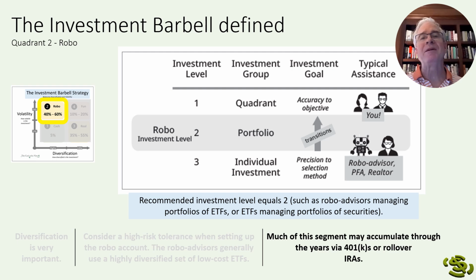Much of this segment may be accumulated through the years via 401ks or rollover IRAs. When you leave a company, it's a good idea to roll the 401k out of the employer's plan to a robo. The robos are less expensive and allow you to convert to a Roth. For the robo quadrant, investment level 2 is recommended, since the robos are managed at the portfolio level. You can do this yourself as an individual, but it would take much more expertise and time than I think it's worth.